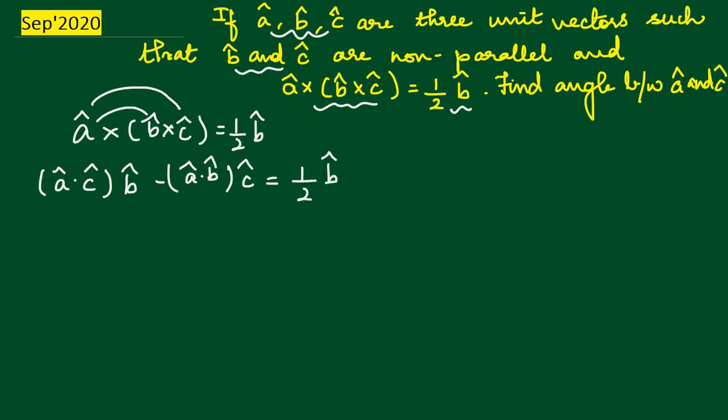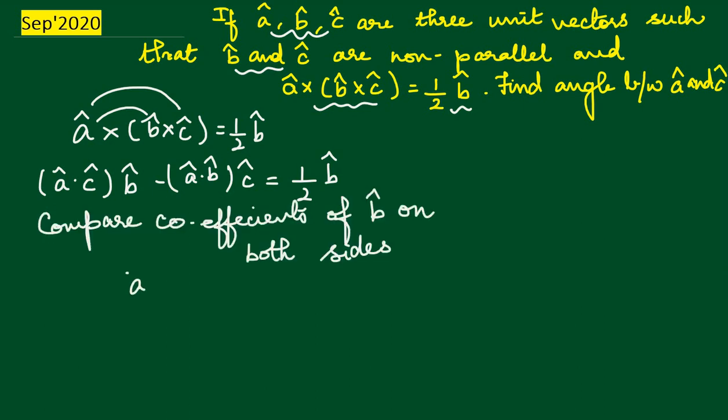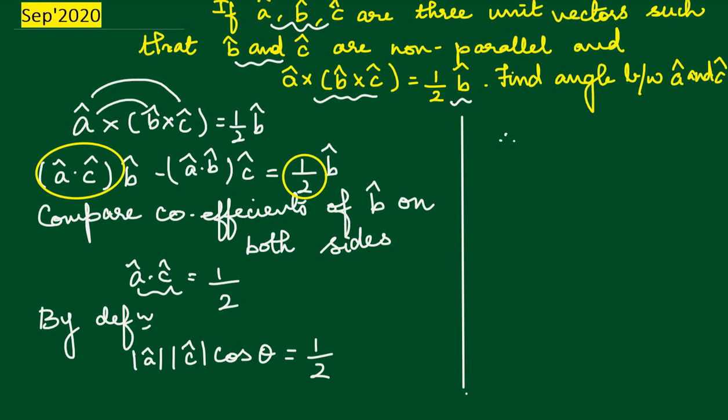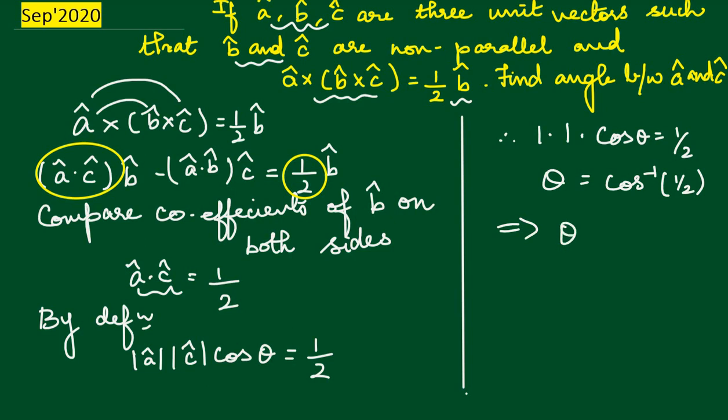Now compare the coefficients of B cap on both the sides. So we get A dot C is equal to half, the coefficients of B cap on both the sides. Now A dot C is mod A mod C cos theta, which is equal to half. We know that A and C are unit vectors. Therefore, mod of A cap is 1, mod of C cap is 1, cos theta is equal to 1 by 2, which implies theta is equal to cos inverse of 1 by 2, which implies the angle between A and C will be equal to pi by 3.